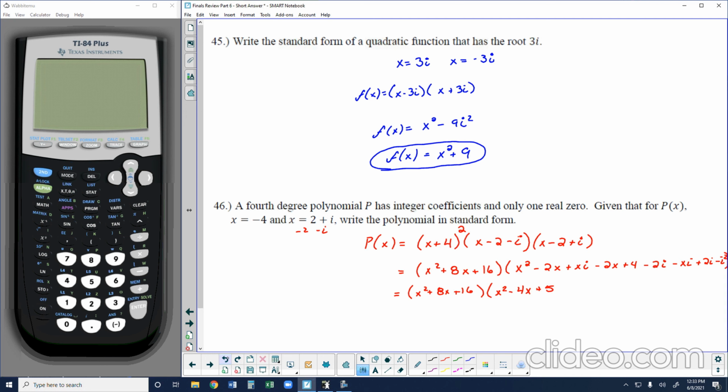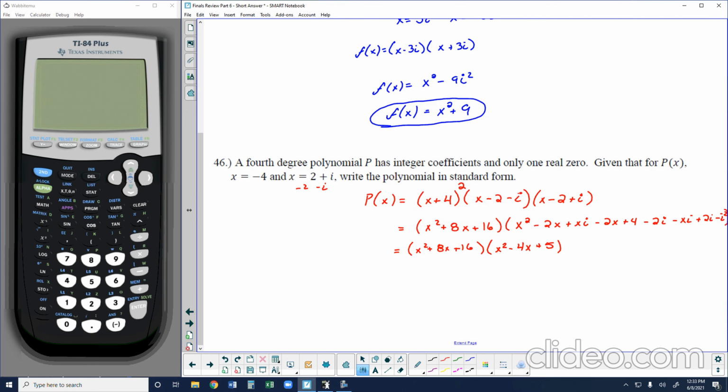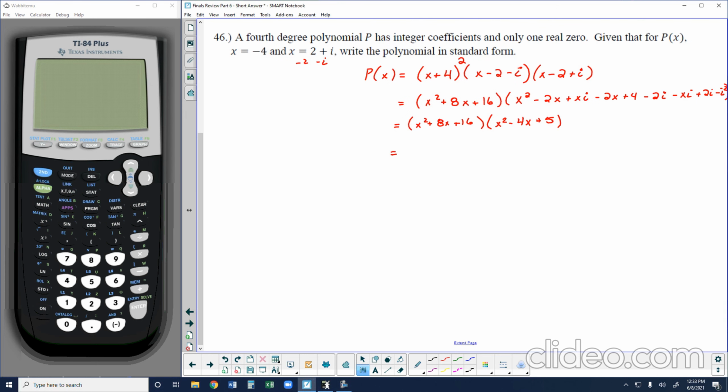So here are my two factors, and I can distribute again. There's a little bit of multiplication here that we have to do. I'm going to distribute the x squared first. x squared times x squared is x to the fourth. x squared times negative 4x is negative x cubed. x squared times 5 is 5x squared.